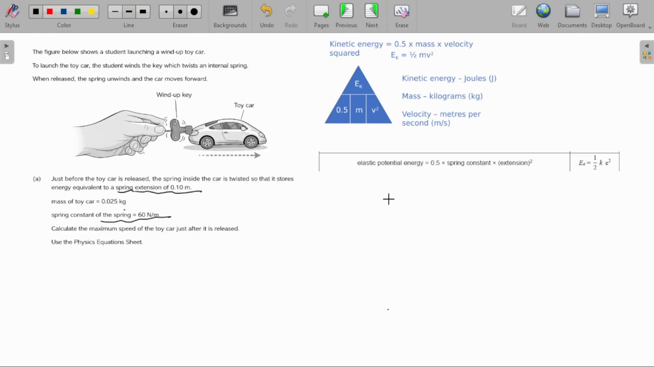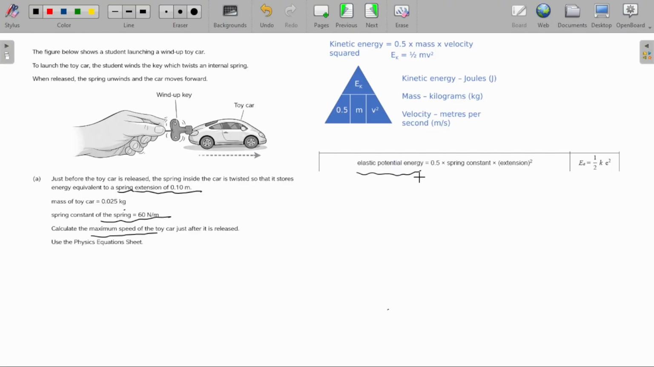You will first be required to solve for the elastic potential energy with this equation, which is also provided in the exam for you, so you do not need to memorize it. And then we're going to use that value to solve for the maximum speed, which is our question. So it's the same question, but this time we're provided with just the spring extension and the spring constant.